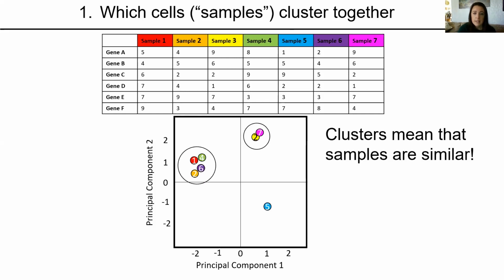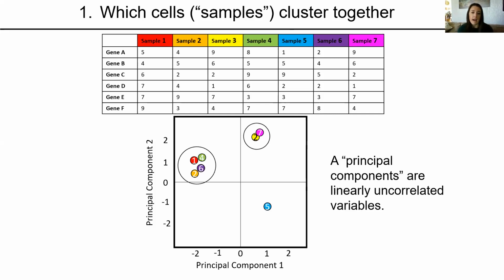But these clusters mean that samples are the most similar, right? So instead of having a bunch of different XY plots, now you have all that information summarized into one fairly easy to interpret plot. These axes, called principal components, are linearly uncorrelated variables, which basically means you can't compare apples to oranges, but if you make them all fruit, it works. So, gross oversimplification, but don't worry too much about that part.